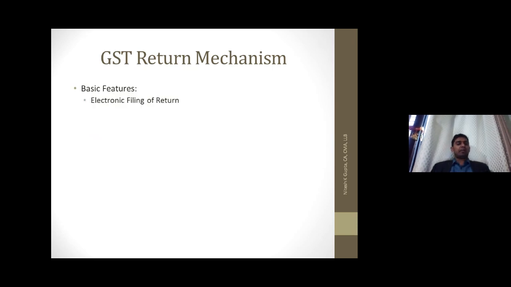Now, the GST return mechanism. What are the basic features of GST returns? GST returns are completely online. It's an electronic filing of return. You have to upload invoice level information. That means each and every sales invoice needs to be uploaded on the GST portal.